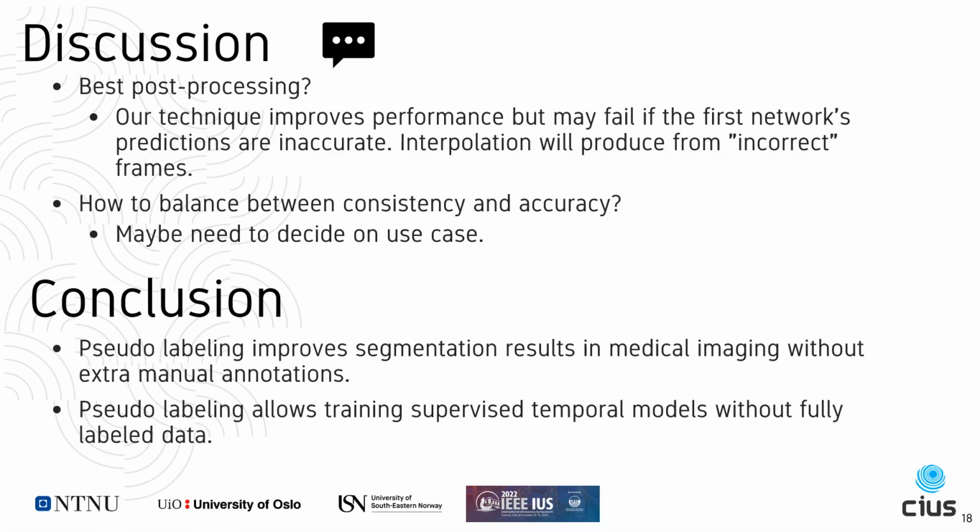Above was an interesting observation that we had. Besides, there are still some problems that we want to discuss and solve. For example, what kind of post-processing is most suitable? Our solution helps to improve performance, but still might fail if the first network's predictions fail continuously. In that case, interpolation will generate results from wrong frames.